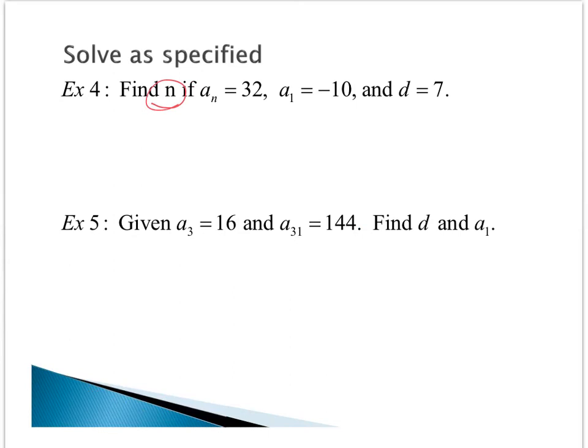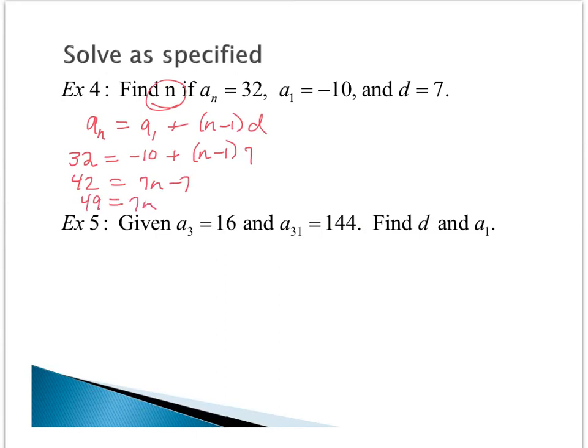So let's talk about how we could solve this for any nth term. I know that my nth term is my first term plus n minus 1 times common difference. So I know that 32 equals my first term plus n minus 1 times 7. And now this is just a simple algebra problem that we can go ahead and solve. We get 49 equals 7n, therefore n equals my 7th term. Now remember, n must be a natural number.